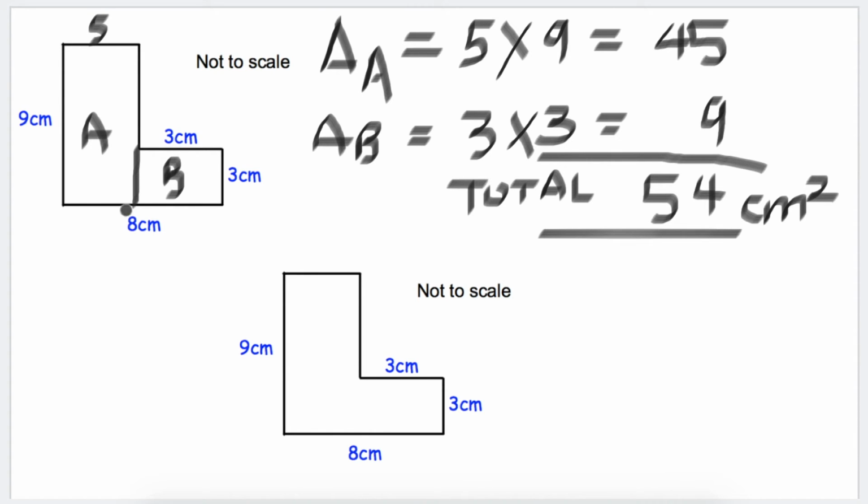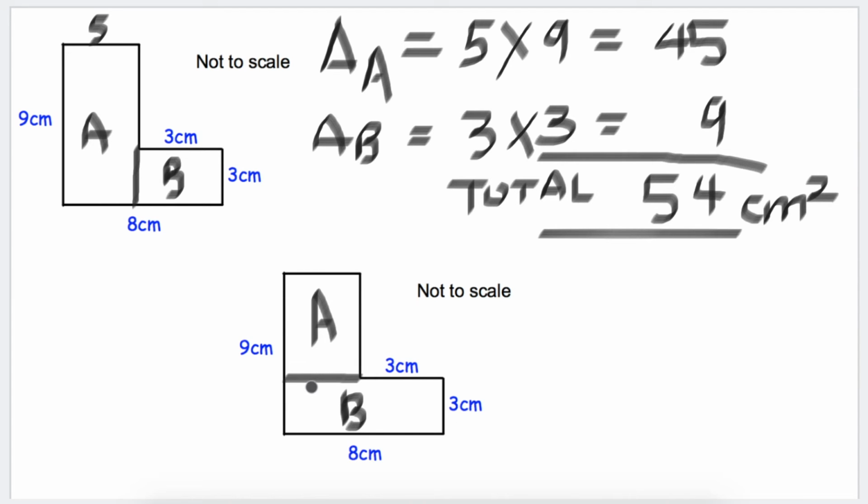So instead of drawing a vertical line like we did in the first shape, we're going to draw a horizontal line. And this horizontal line still divides the shape into 2 rectangles, A and B. Rectangle B, the measurements are going to be 8 centimeters by 3 centimeters.